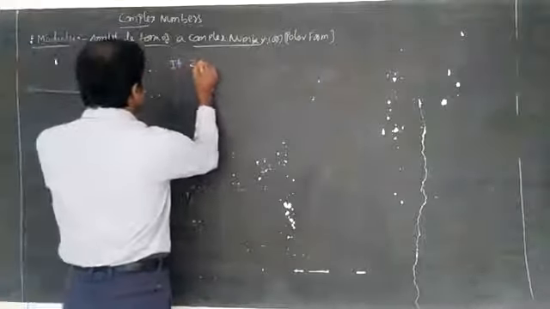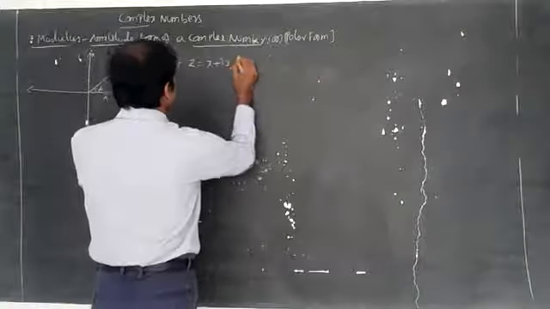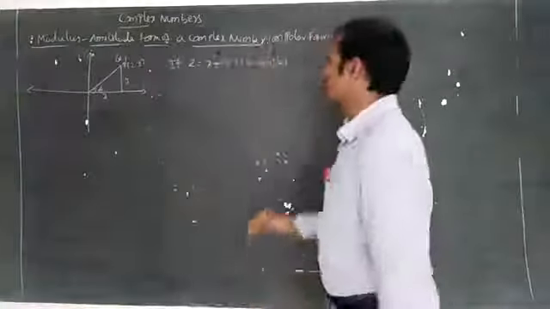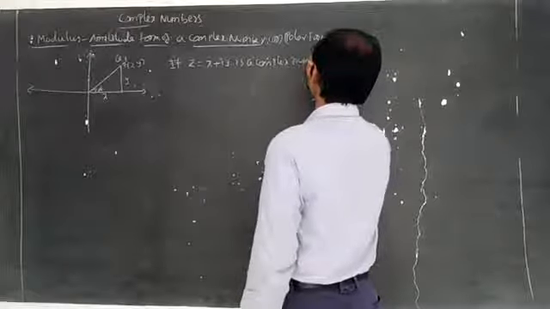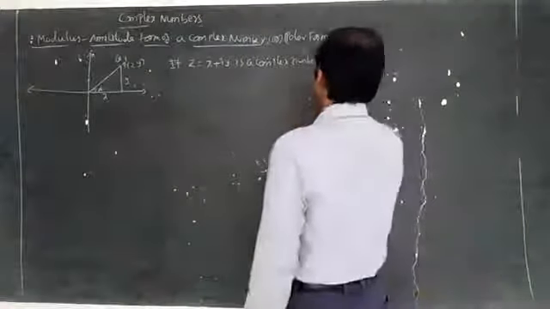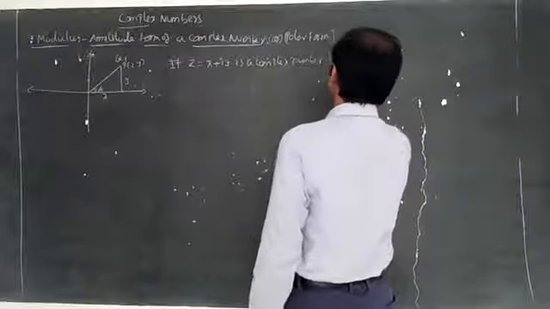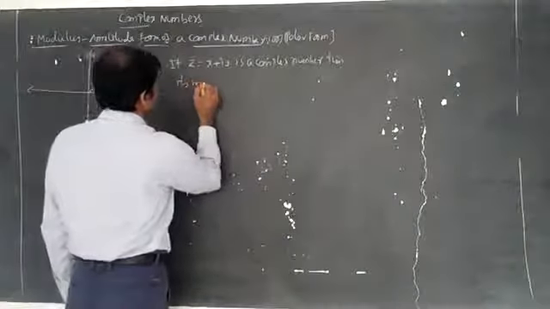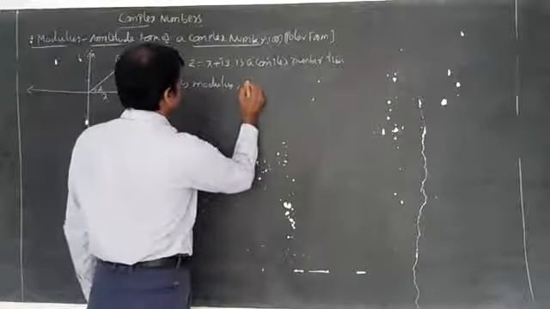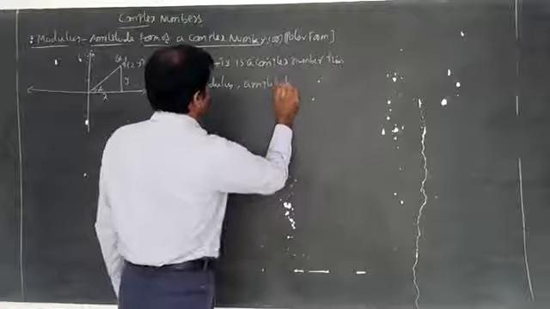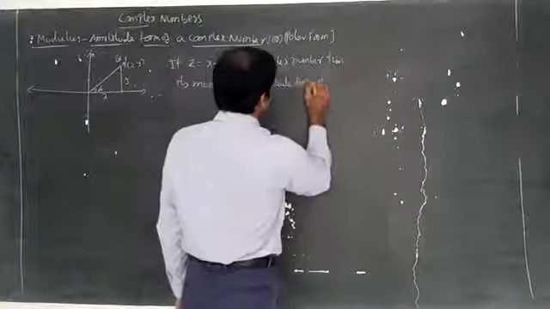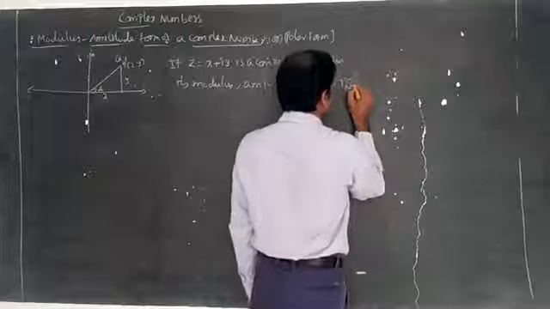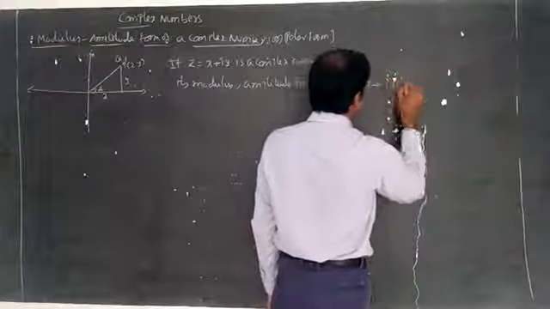If z is equal to x plus iy is a complex number, then its modulus amplitude form is r into cos theta plus i sin theta.